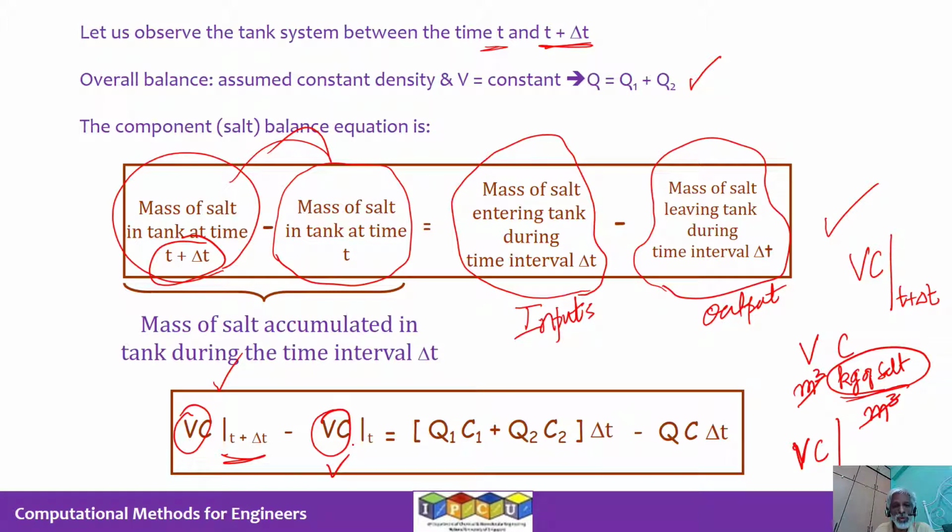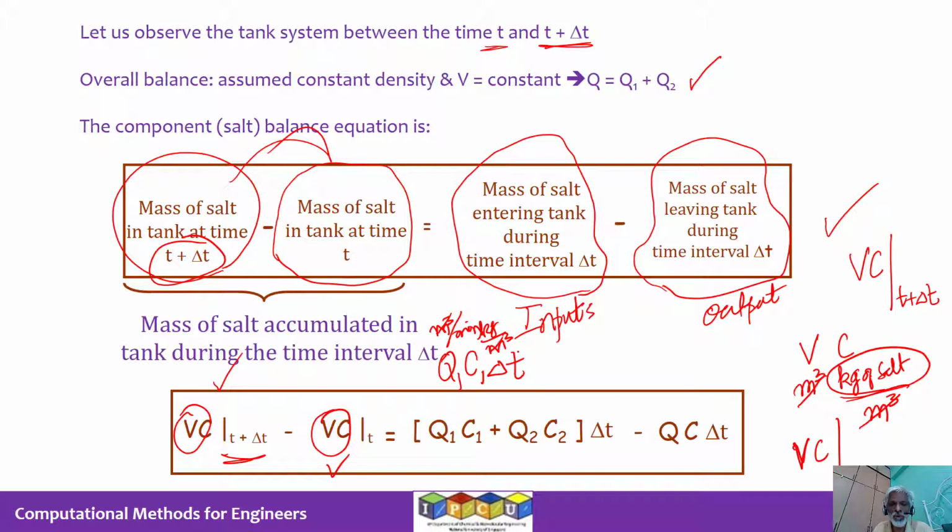So that is going to equal the mass of salt that enters the tank during this time interval delta T. So through stream 1, Q1 is the volumetric flow rate of stream 1, right? The units are meter cube per minute as we have seen there. For input stream 1, the concentration of salt is C1, in kgs per meter cube. So if you multiply Q1 and C1, you're going to get kgs of salt per minute. So you have to multiply it with a time unit. So you get Q1 C1 delta T.